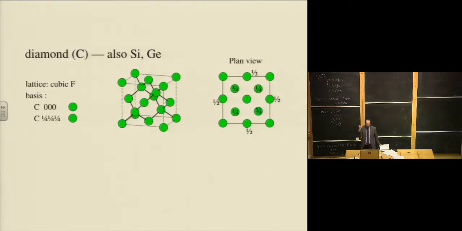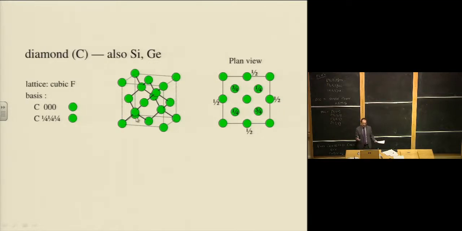Here's another structure that we run into very frequently, the diamond structure, carbon. It also is the structure of silicon and germanium. It is also based on the FCC lattice. So you can see, for example, in the top face here, there's one in all the corners, and there's one in the center of the face. The side face, there's one in all the corners, there's one in the center of the face, and so forth.